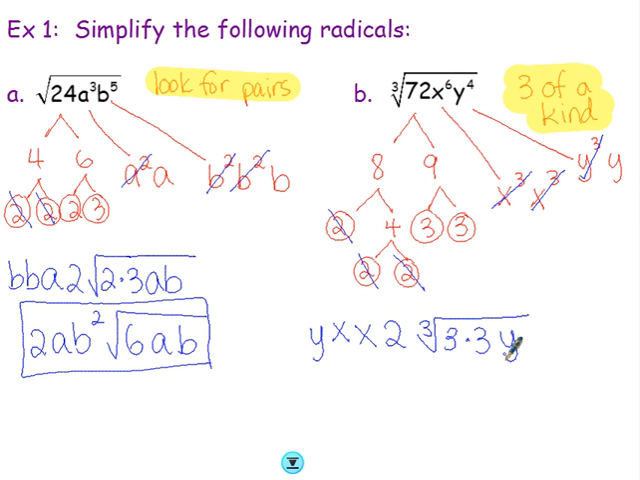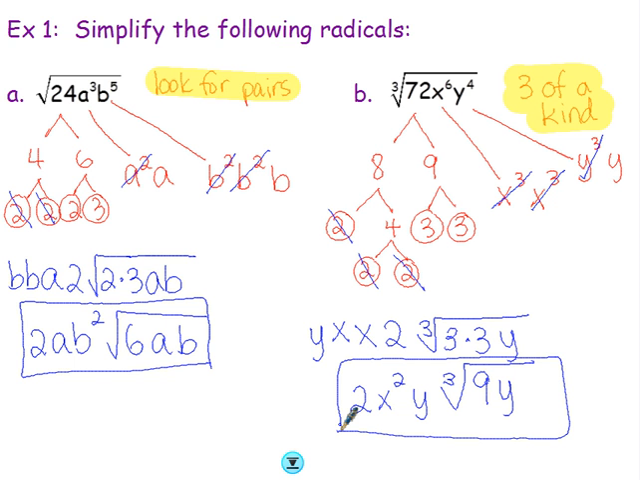So our final answer, we have a 2 outside. X times x is x squared. We also have a y outside. Inside of our cube root, 3 times 3 is 9, and we have that y left over. There is your final answer.